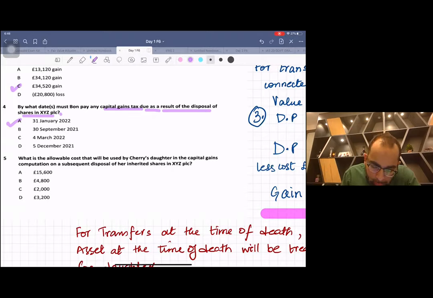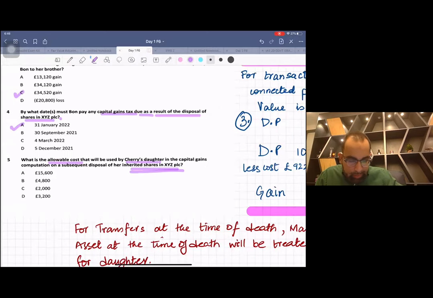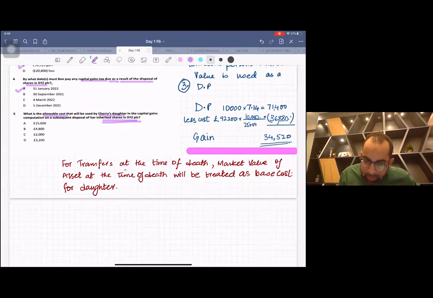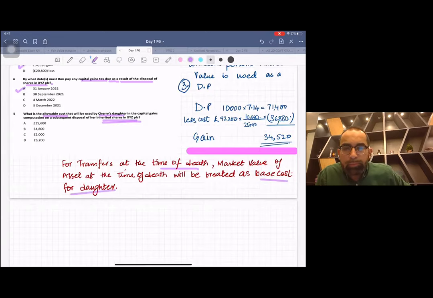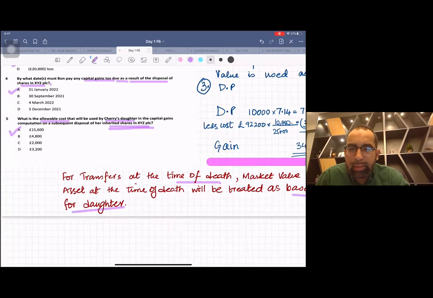Now, what is the last requirement? What is the allowable cost that will be used by Cherry's daughter in the capital gains tax computation on a subsequent disposal of her inherited shares? You remember? Listen. For transfers at the time of death, the market value of the asset at the time of death will be treated as base cost for the daughter. Simple. So at the time of Cherry's death, what was the market value of those 2,000 shares? 15,600. So automatically that market value will be treated as base cost for this daughter. And when in future this daughter sells these shares, this base cost of 15,600 will be used. So the answer is A, very simple.